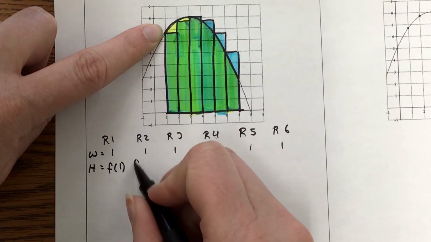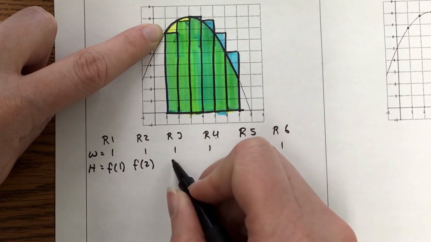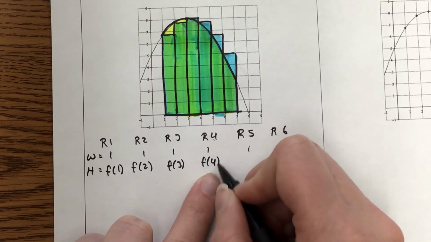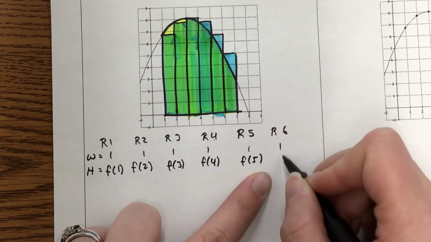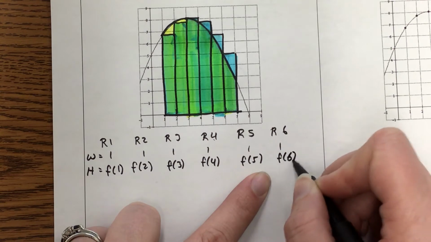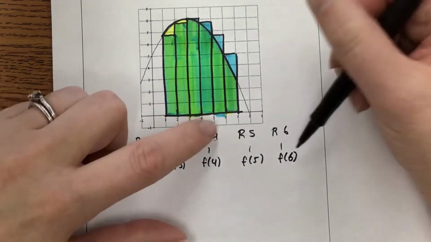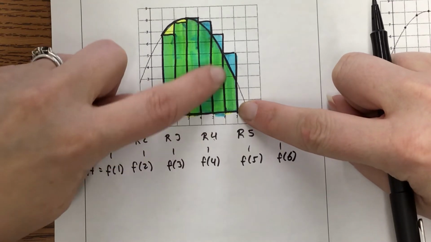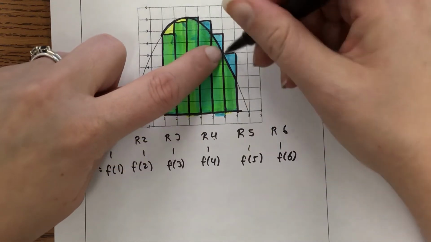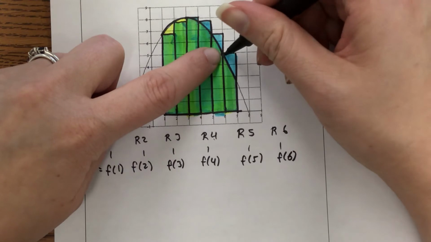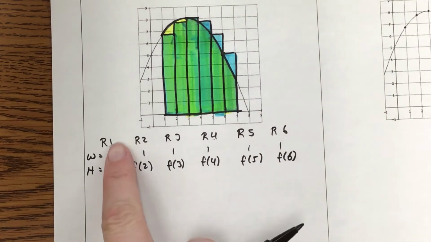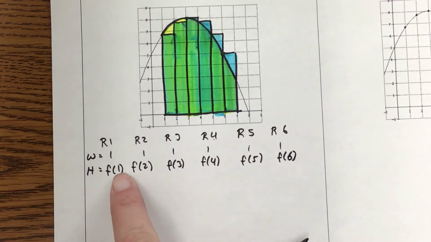R2 is f of 2. R3 is f of 3. R4, f of 4. F of 5, and f of 6, okay? And again, it's just because that's the left-hand side of this interval. That's how tall the rectangle is, because the left-hand corner touches the function. It has nothing to do with the fact that that's rectangle 1 and that's a 1.